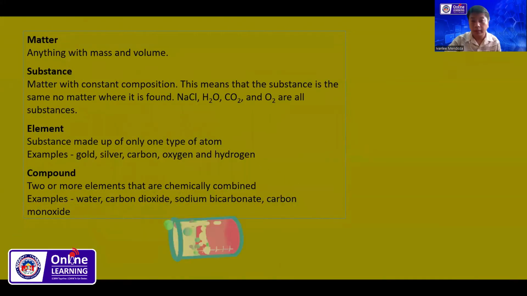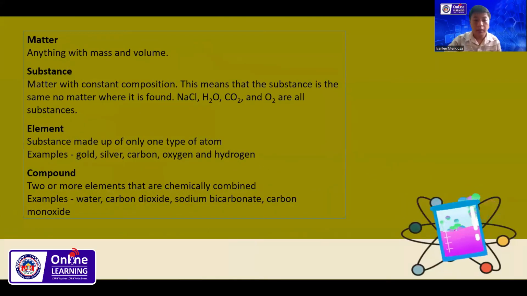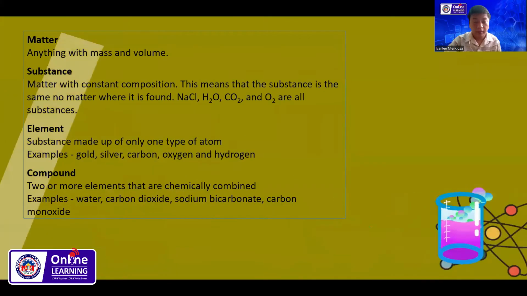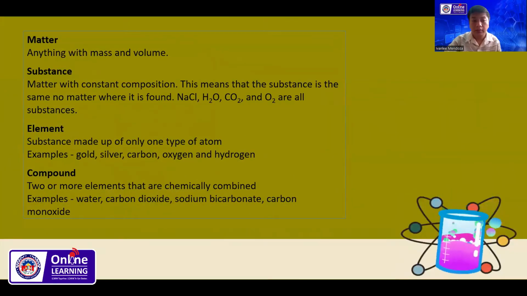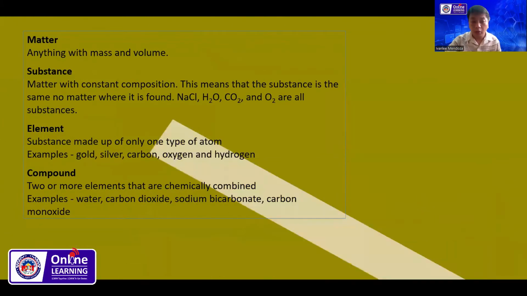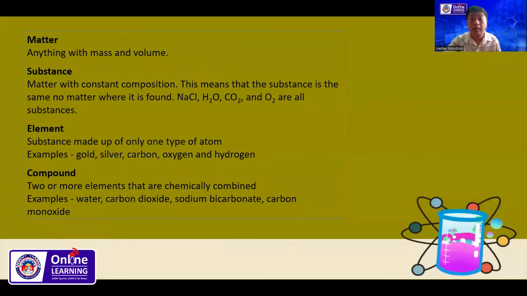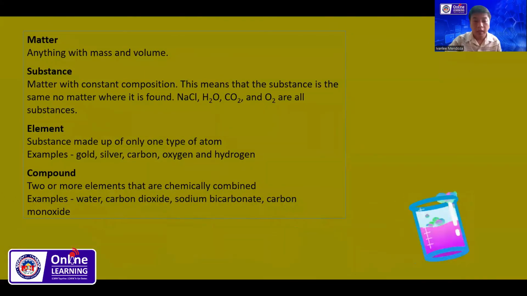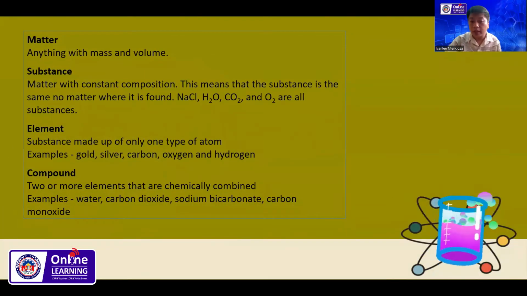Another, so we have element. Element, which is substance made up of one type of atom. Examples are gold, silver, carbon, oxygen, and hydrogen. Another, so we have compound. Compound, two or more elements that are chemically combined. Some examples of compound are water, carbon dioxide, sodium bicarbonate, and carbon monoxide.